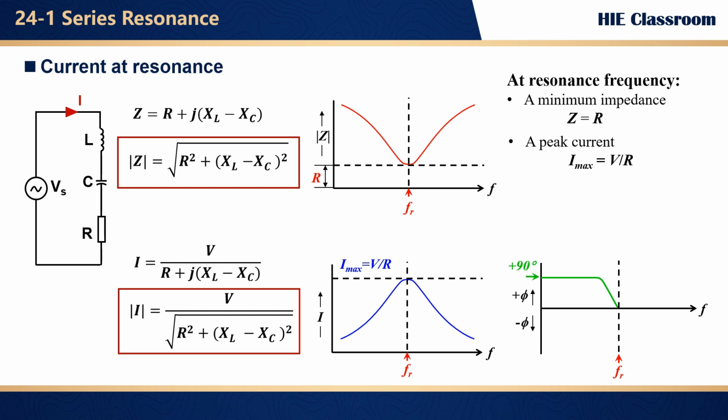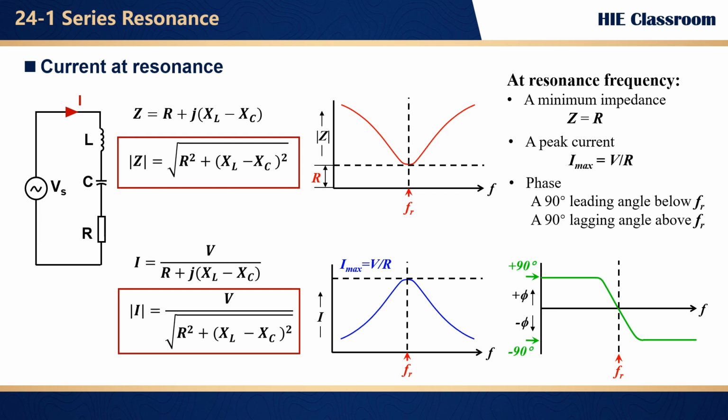On the other side, at frequencies way above resonance, XL takes over, making the impedance mostly inductive. And the current lags behind the voltage by about 90 degrees, a lagging phase angle. As shown in the phase graph, it's like the circuit's personality changes as we tune the frequency. And this graph captures that shift perfectly.